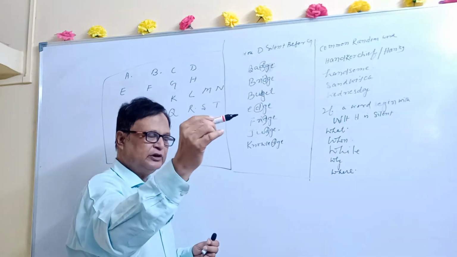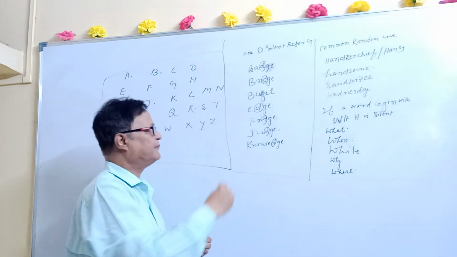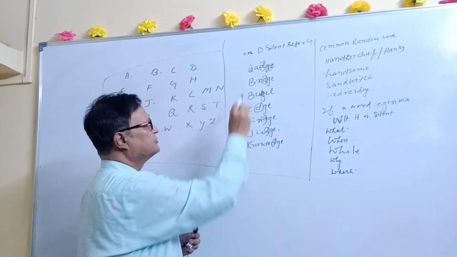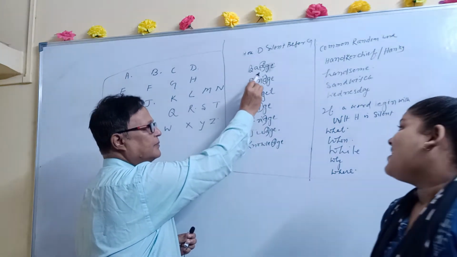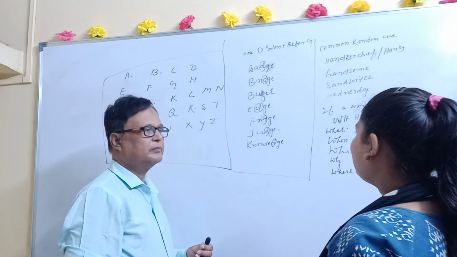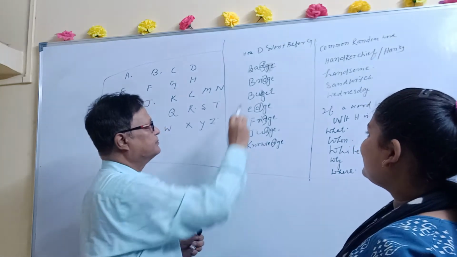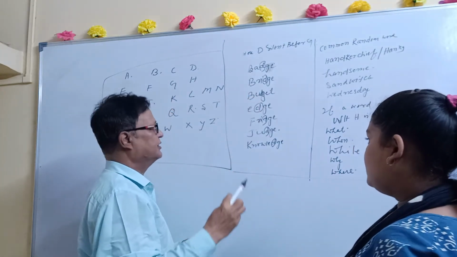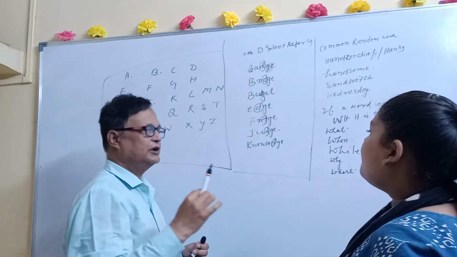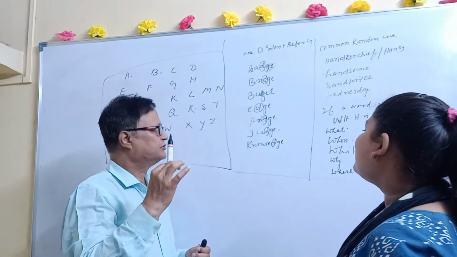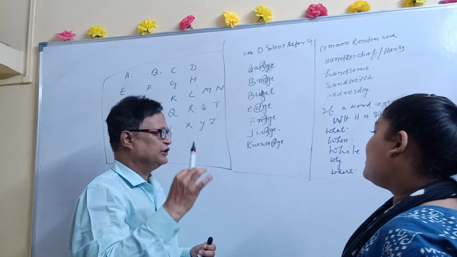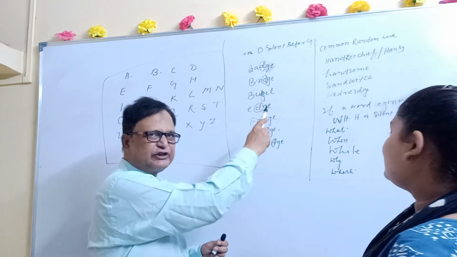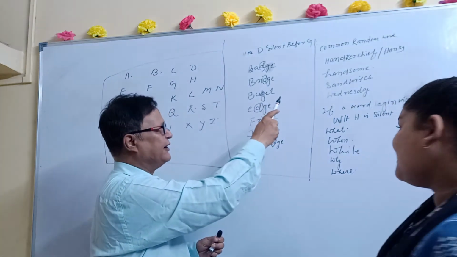You, Neharika Das, you come here first. Badge. Breeze. Budget. Fridge. Freeze. Judge. Knowledge.